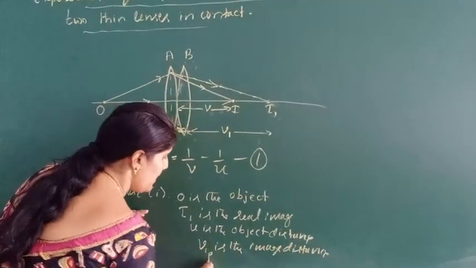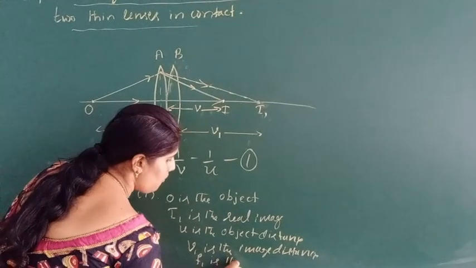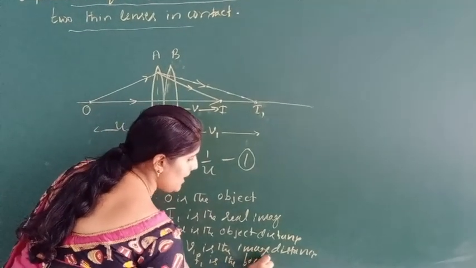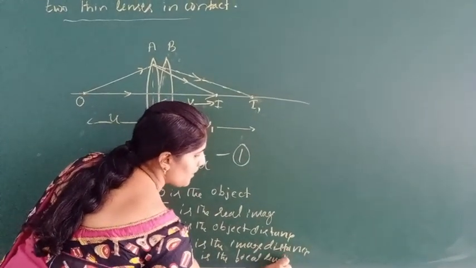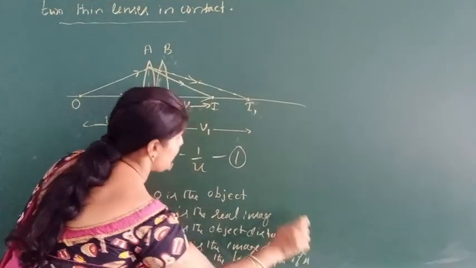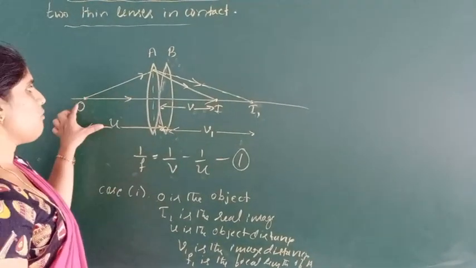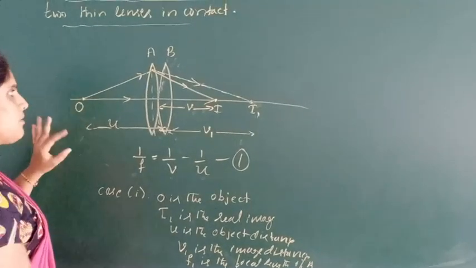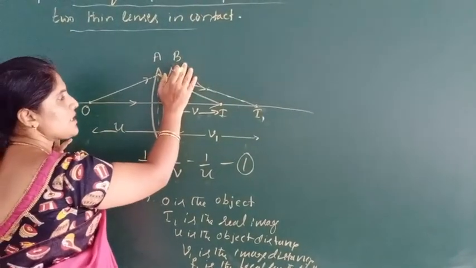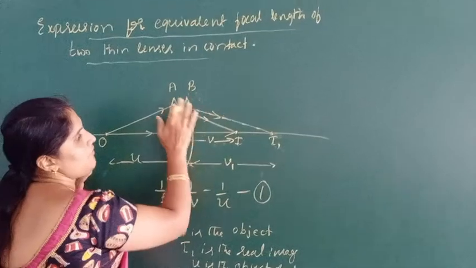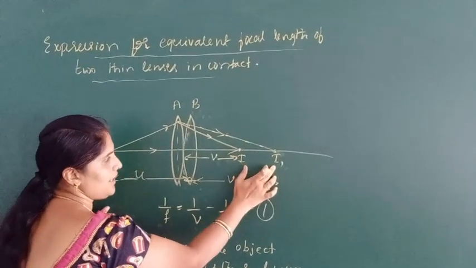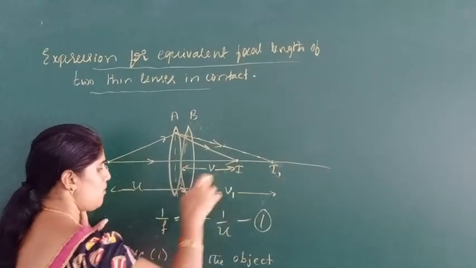So F1 is the focal length of A, that is first convex lens. So in case 1, O is the object. In the absence of the second lens B, the incident ray gets refracted and forms the image at I1.